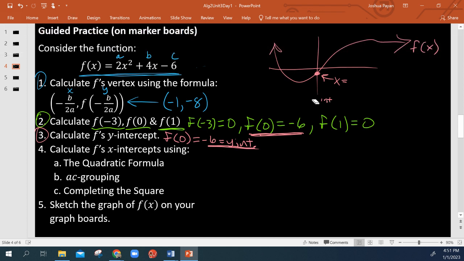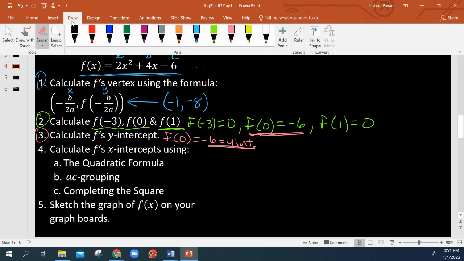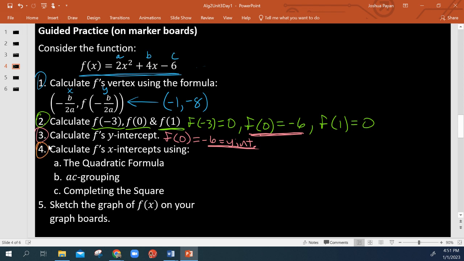Okay, now it's asking us for the x-intercept. Let me switch to a different color here. I'll use orange. So x-intercepts, again, let's just use some arbitrary nonsensical drawing. Oh God, that's a horrible looking arrow. Okay, so let's say f of x looked like this, right?